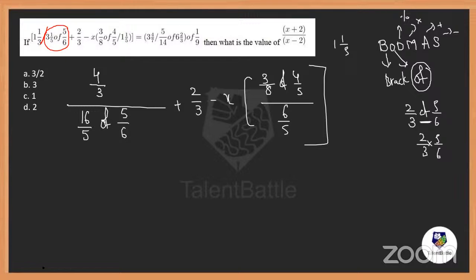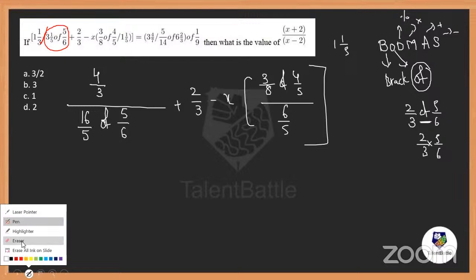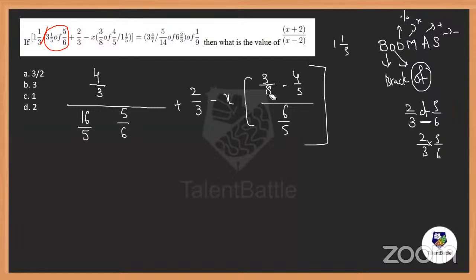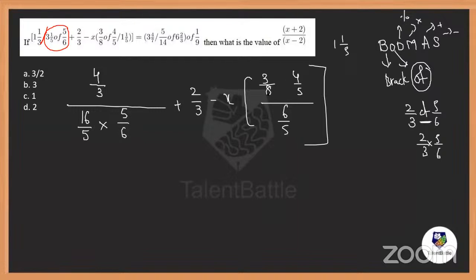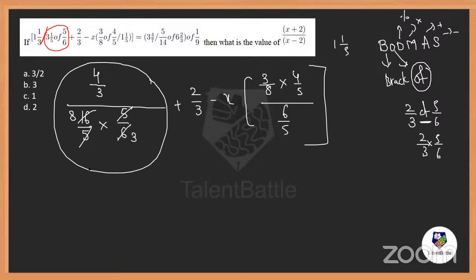So let's solve it. Of means what? Multiplication. Okay, both are multiplication itself. But if it is clearly mentioned as of, first you need to multiply them. How much will it give you? 5 and 5 will get cancelled here. 2 8s are. And then here it is going to be 2 3s are. Okay. So next what should I do? I need to perform this division. 4 by 3 divided by 8 by 3 here.